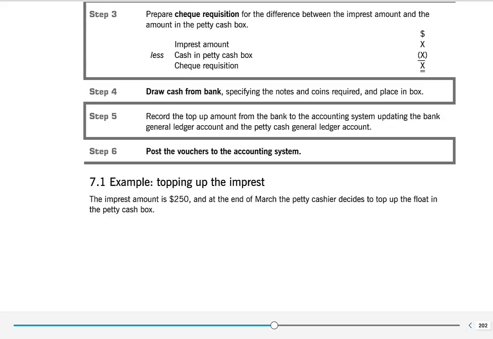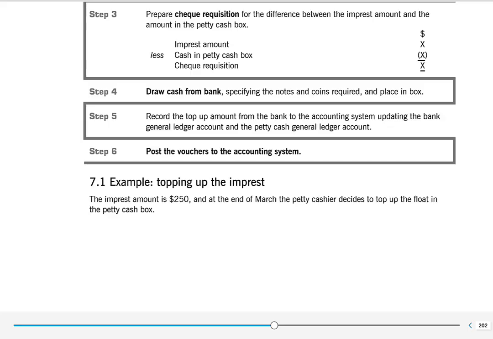Step 7. File and archive the documents properly. After posting, the documents must be stored safely. This is not optional. It is a key part of the control system. Vouchers and receipts must be kept in order. They must be easy to find later.